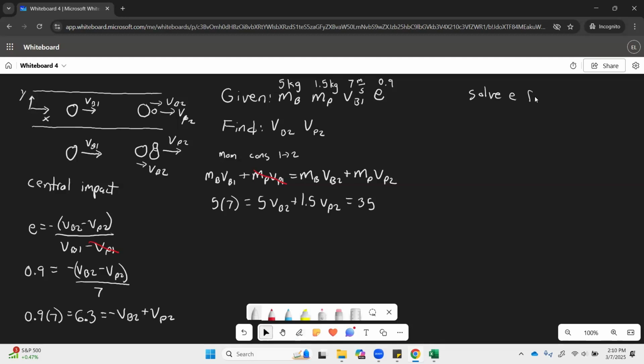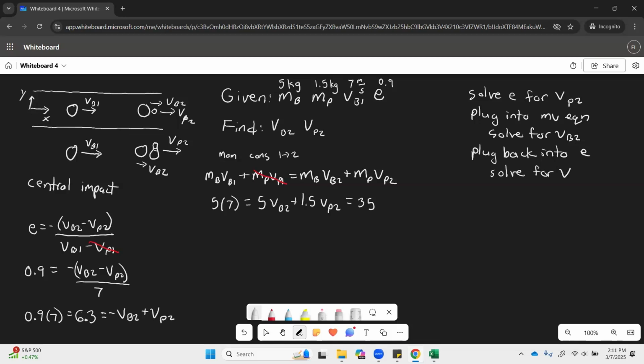E equation for VP2, and then we will plug that into the momentum equation, solve for VB2, and then plug back in the E equation, solve for VP2 actual number.